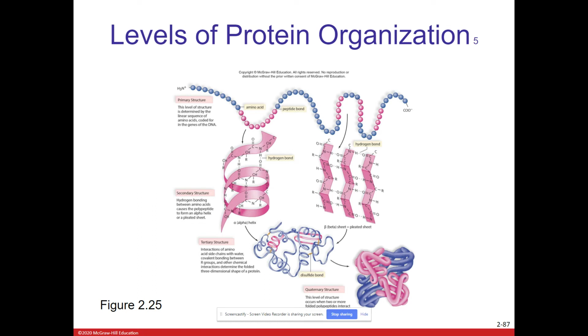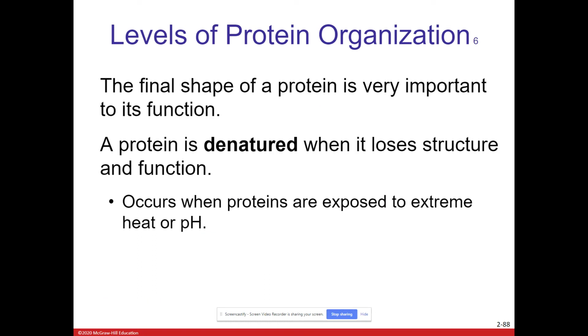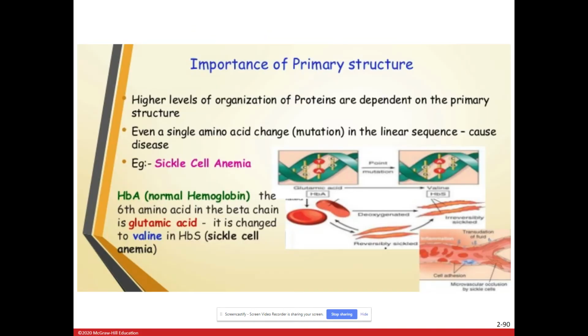So that is what the levels of protein organization look like. So why do we care? Well, the final shape of that protein, it determines its function. So if it loses its shape, it loses its function. That's one of the most important things you can know about proteins. Being denatured means that something like that high pH or high heat breaks those bonds, and so it loses its structure and thus its function. Higher levels of organizations of proteins are dependent on that primary structure. So even a single change in one of those amino acids can cause a disease. And one of those diseases is sickle cell anemia. And we'll talk more about that as we get into genetics.